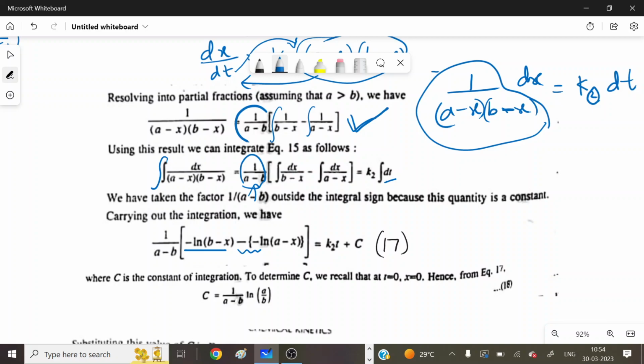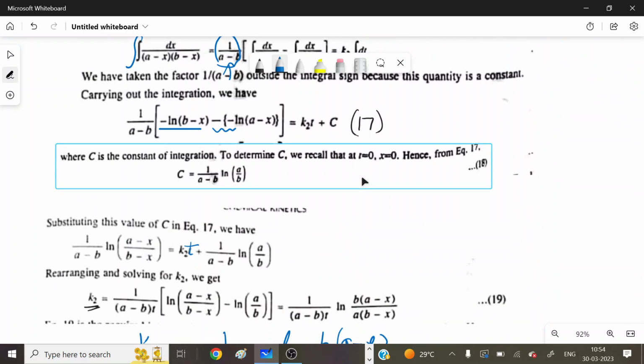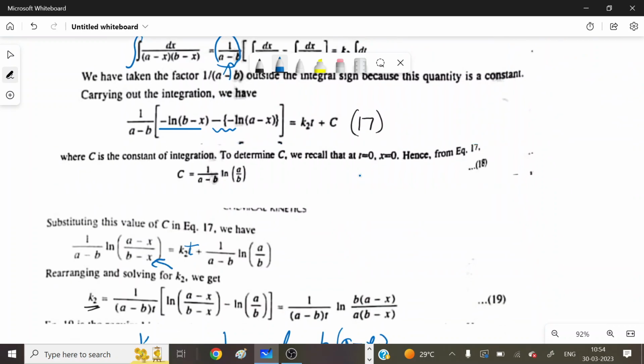So minus ln(b minus x) means it should go in the denominator side, and plus ln(a minus x) should go in the numerator side, is equal to k2 t plus C, the constant of integration, which is 1 upon (a minus b) ln a upon b. So when you put x equal to 0, you will get this term. Substitute this C in the above equation, equation number 17, and you will get this equation.